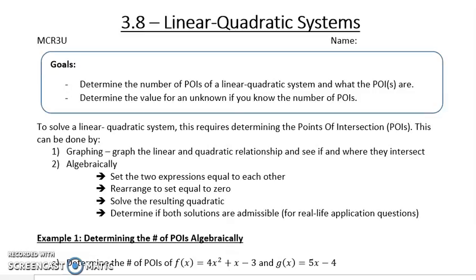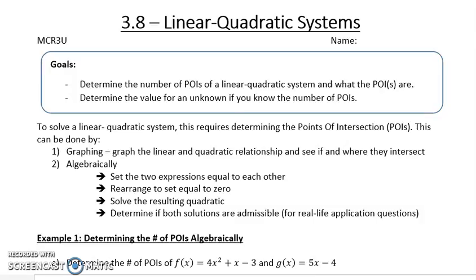Anyway, here are our goals for today. The first thing we want to do is determine the number of points of intersection of a linear quadratic system and what the point of intersections are, what POE stands for. Determine the value for an unknown if you know the number of points of intersections.